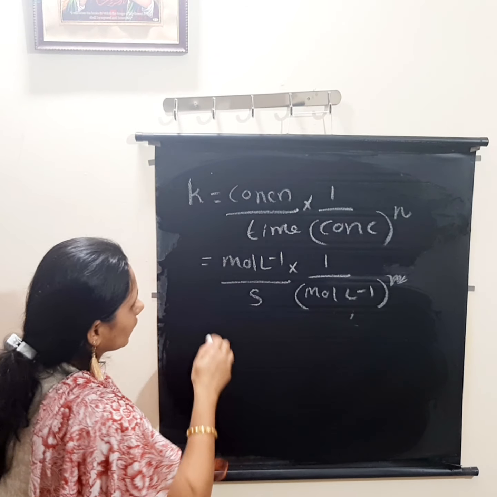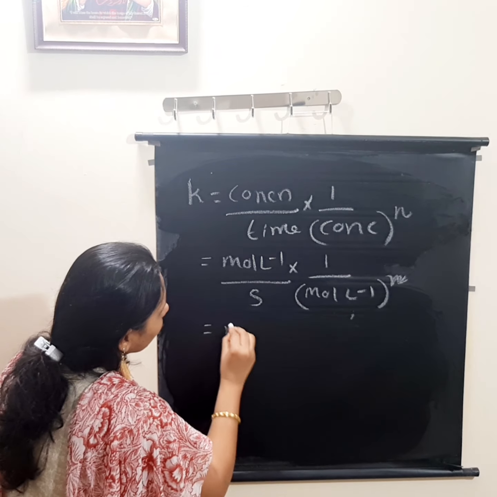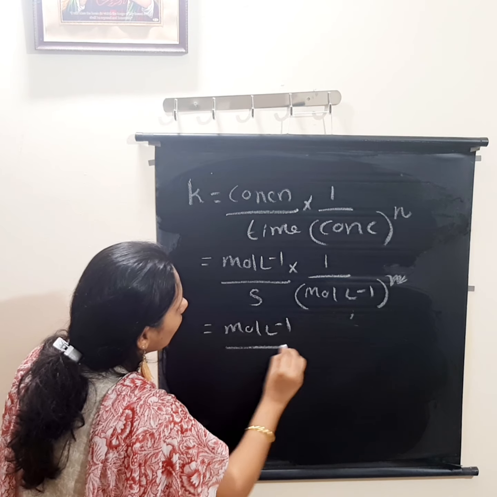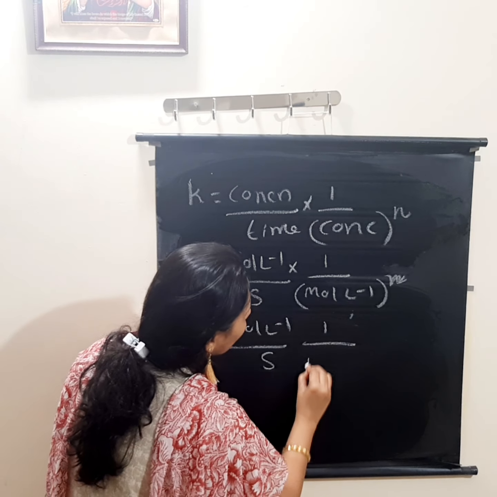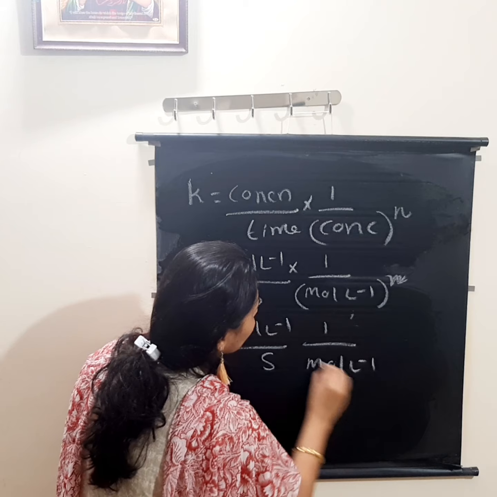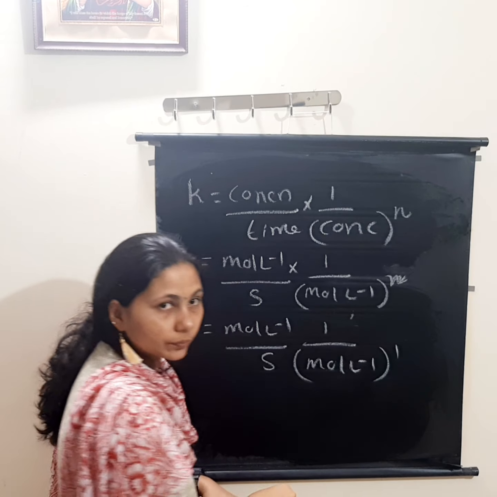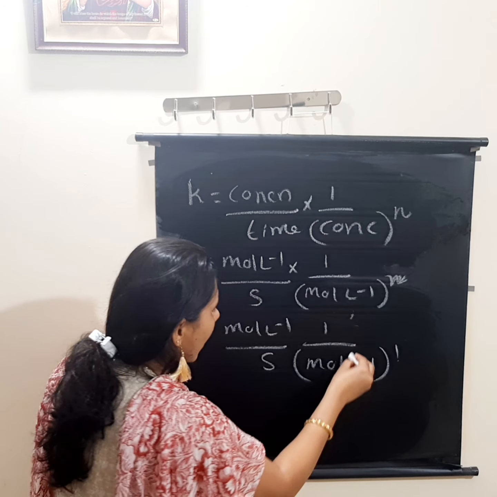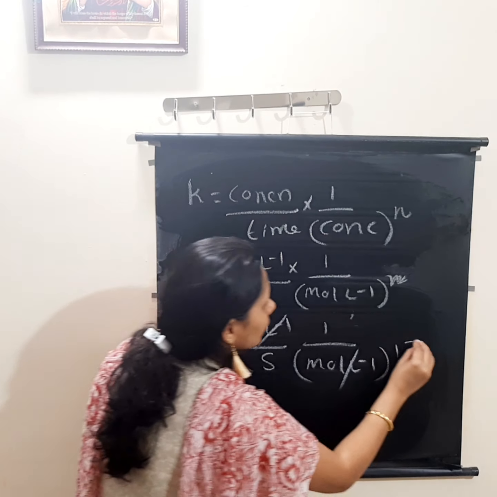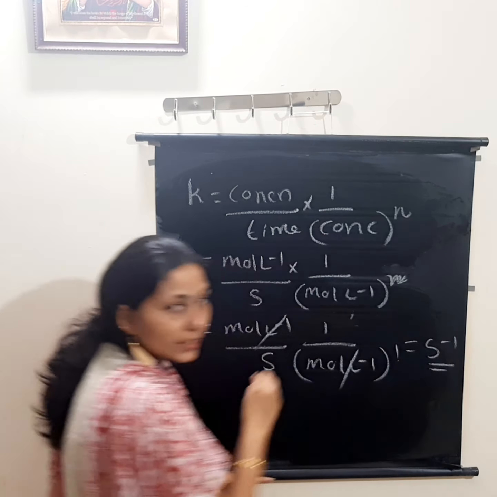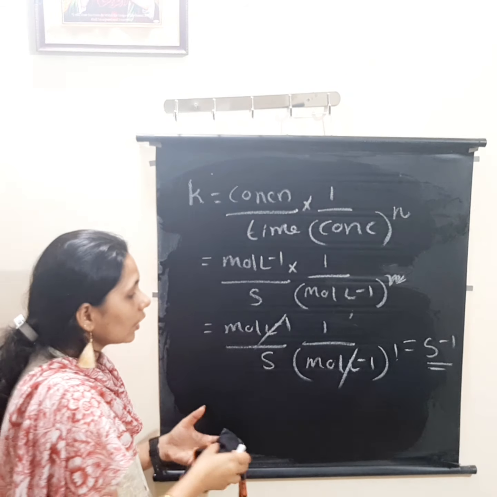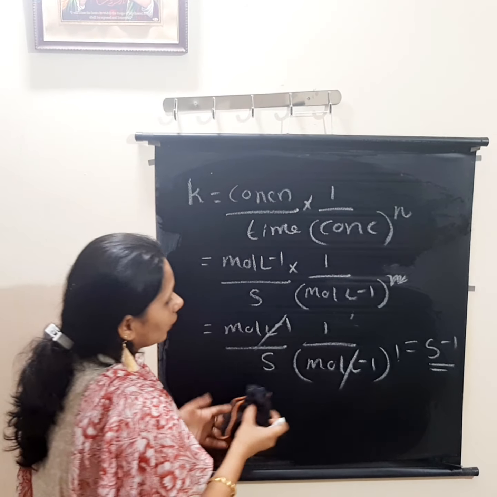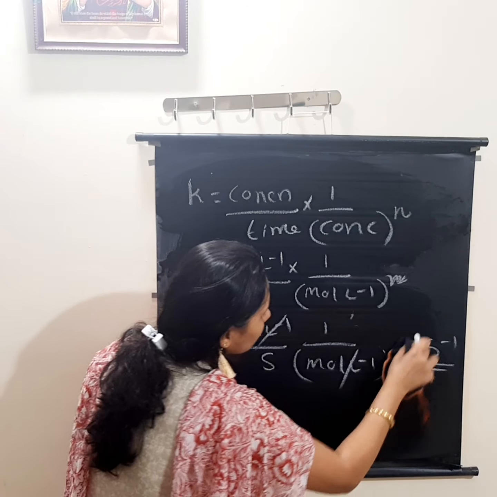Then for a first order reaction, we can write it as moles per liter per second into 1 by moles per liter raised to 1. Here moles per liter cancels and we get second inverse. That is for the first order reaction. Then for a second order reaction, how will it be?